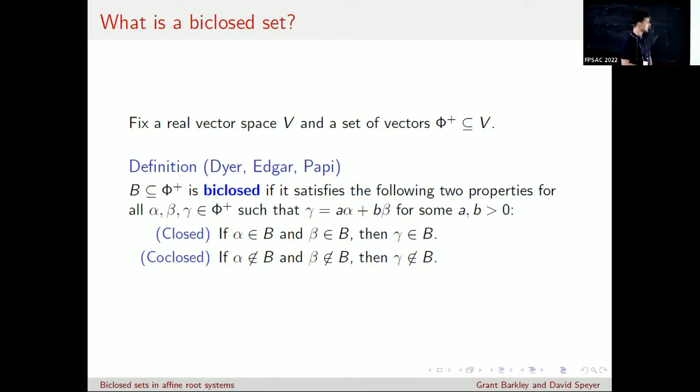And then we also ask that it's co-closed. This says that if alpha is not in B and beta is not in B, then gamma is not in B. The reason that it's called co-closed is that this is equivalent to the complement of B inside phi plus being closed. It's not super important that we parse this definition exactly because we're going to look at pictures and see examples.